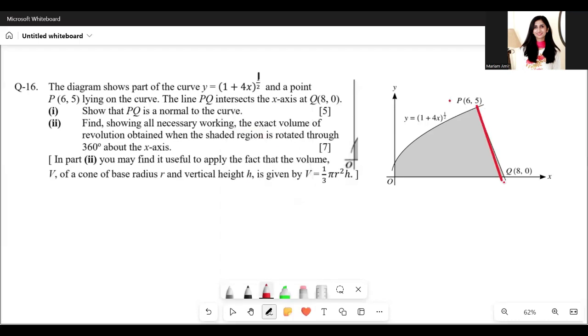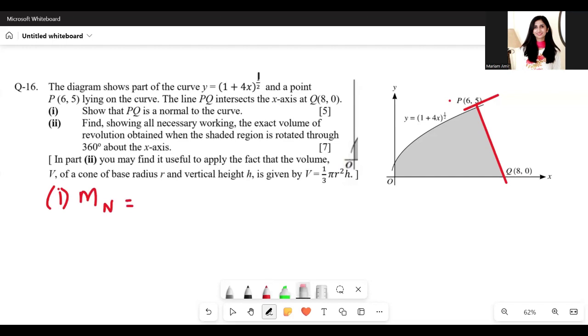If PQ is normal, that means the tangent at P will have a gradient that is the negative reciprocal of the gradient of PQ. So we first have to find the gradient of PQ. Let's not call it normal yet, because we have to prove that it's normal. The gradient of PQ is y2 minus y1 over x2 minus x1. That comes out to be minus 5 over 2.